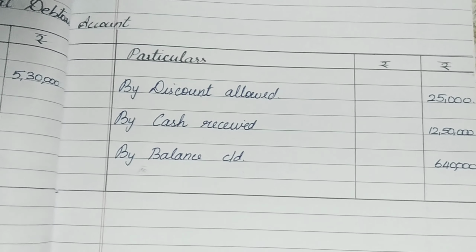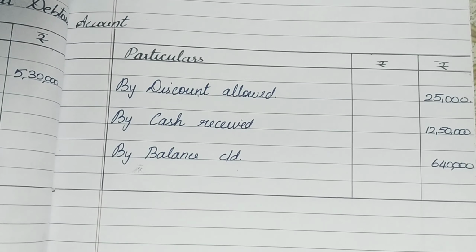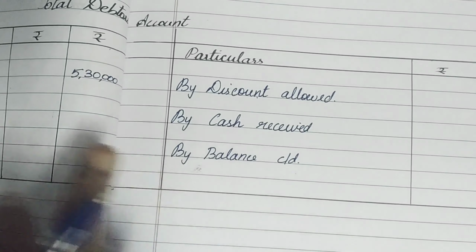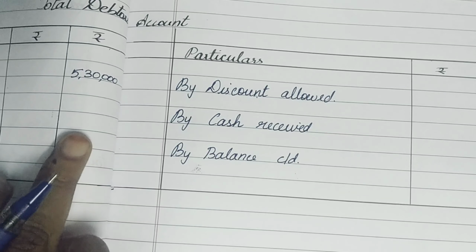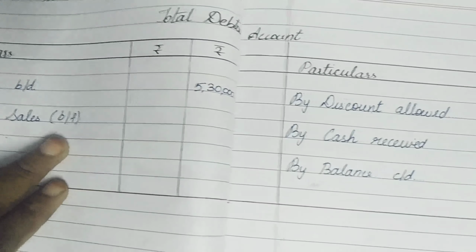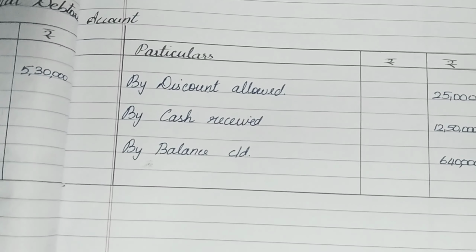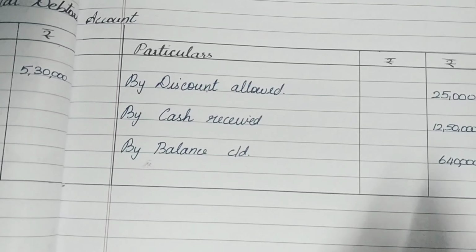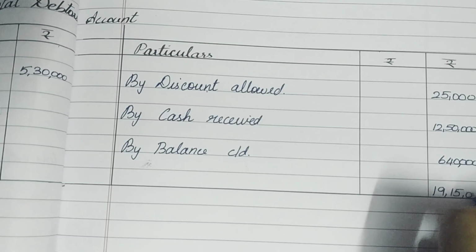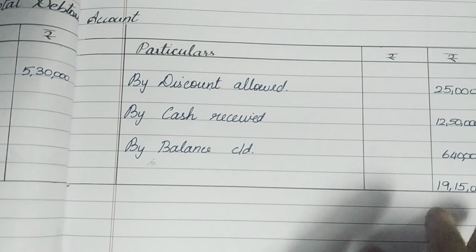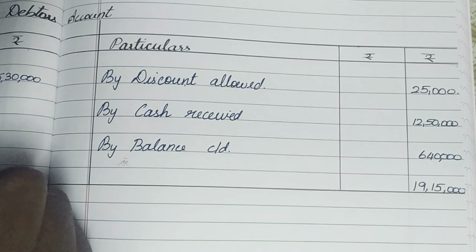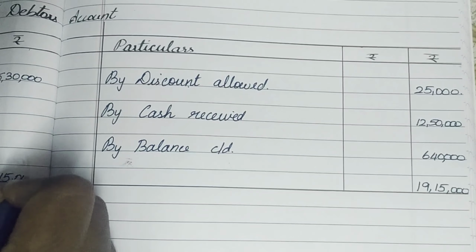After this, we have to get the total of the debit and the credit side. My credit side is more and my debit side is less. It has only one item, that is 5,30,000. Therefore, my balancing figure, which I've already written according to the format, is clear. My credit side total is 19,15,000. So I write 19,15,000 on both the sides, that is my debit and my credit.